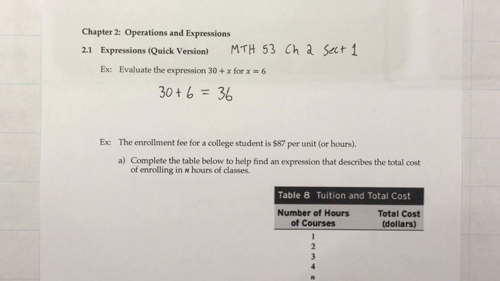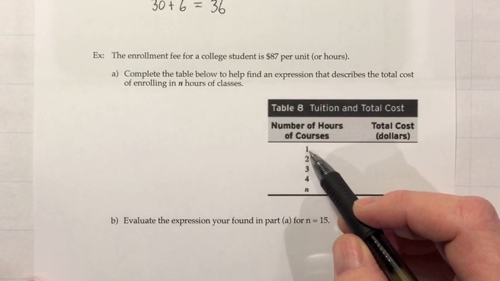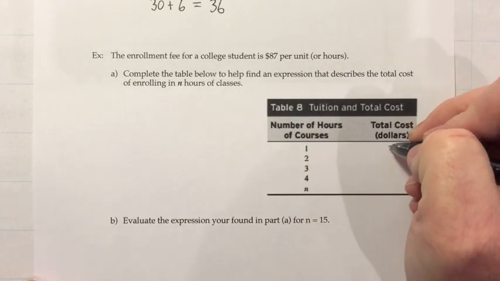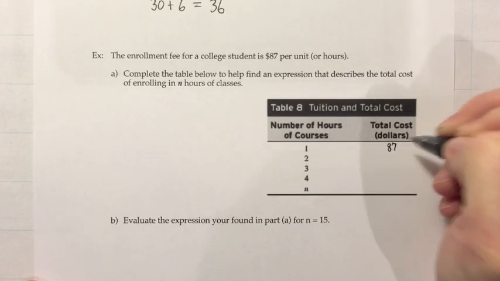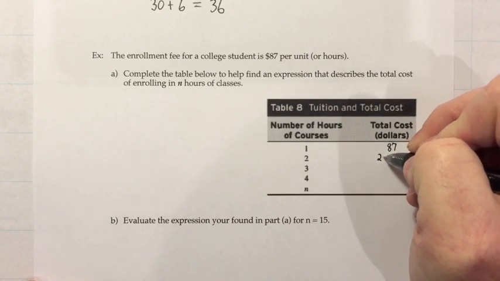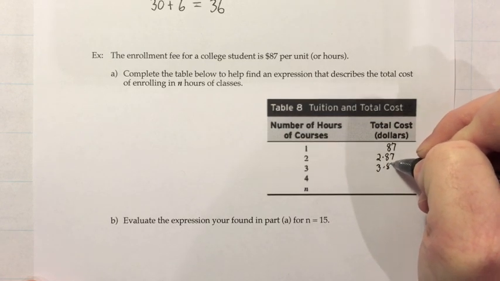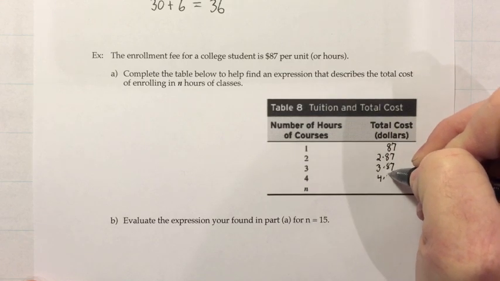All right, let's move on to another one, more of an application this time. The enrollment fee for a college student is $87 per unit, or per hour. So complete the table below to help find an expression that describes the total cost of enrolling in n hours of class. All right, so if the student was just going to take 1 hour or 1 unit, then since it's $87 per unit, they would just pay $87. If they were going to do 2 units, then they would have to pay that twice, so it would be 2 times 87. If it was 3, it would be 3 times 87. If it was 4 units, it would be 4 times 87.